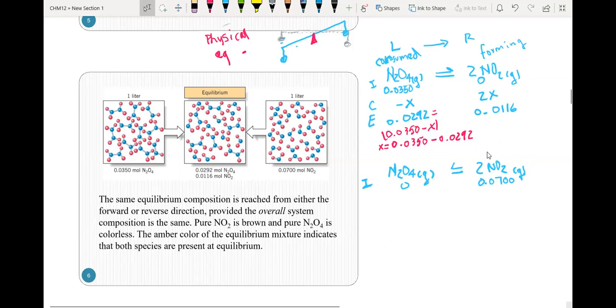In the second situation, this is what is going to be consumed, and this is being formed. That direction is important to know, because that will tell you the sign of your X. By how much is this going to be consumed during the change? It's going to be consumed by minus 2X amount, stoichiometrically. And how much is going to form of this? It's going to make plus X amount. You see, the sign, you assign.